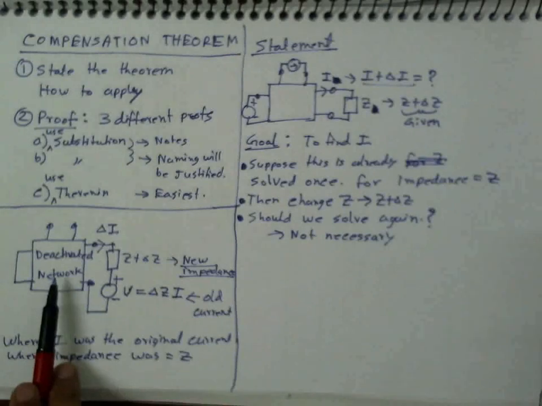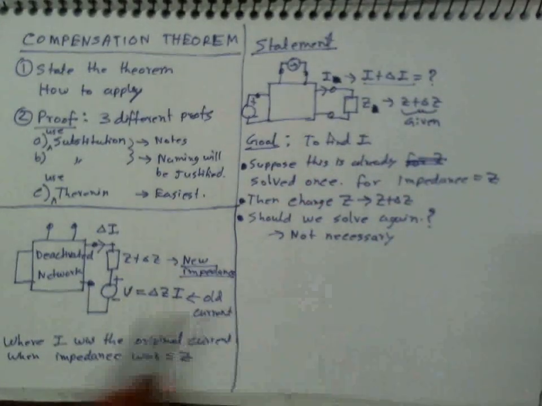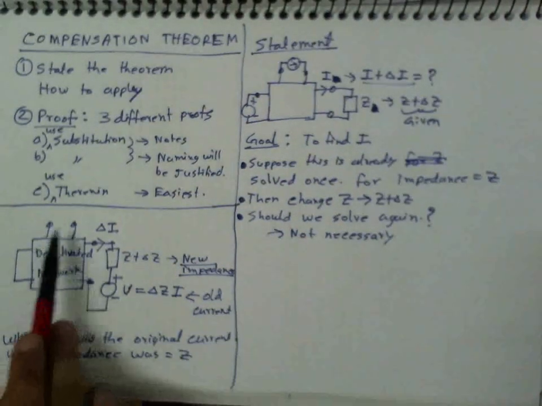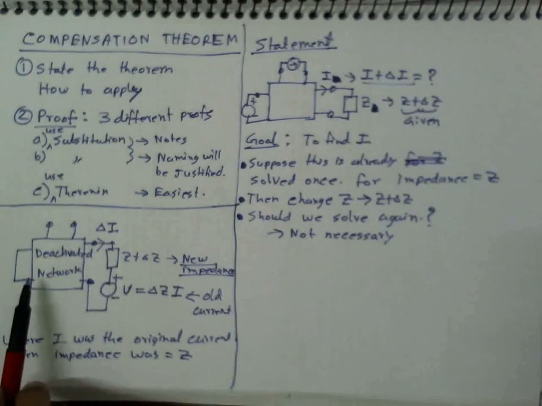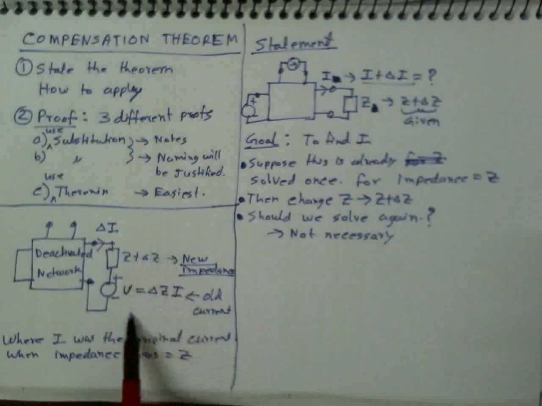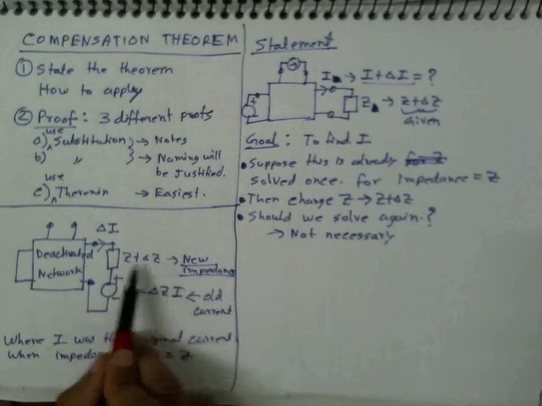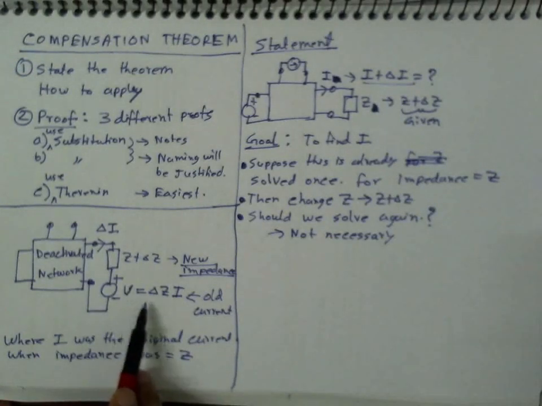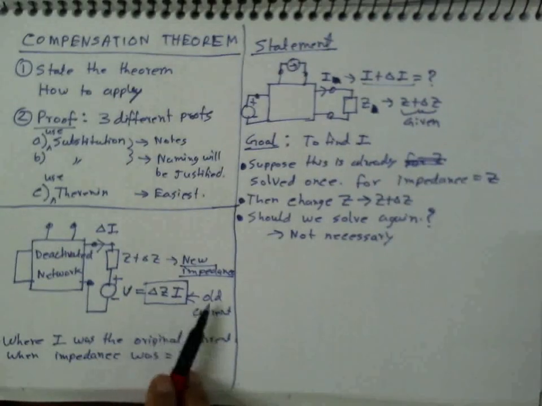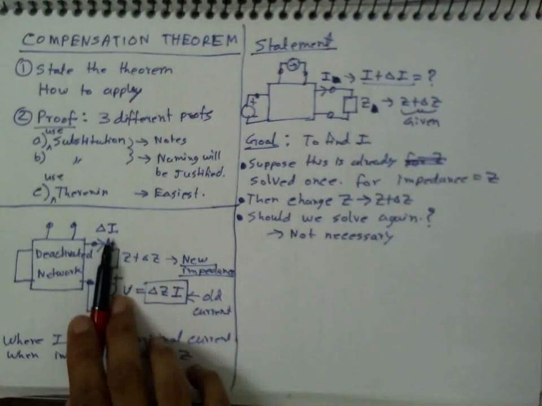I do not have to solve the original circuit once again. Instead, I can solve this circuit where all the internal sources are deactivated and the external part is modified as follows. So I use the new impedance Z plus delta Z and a voltage source which is delta Z times I, where I is the old current, and I solve this, I will get delta I.